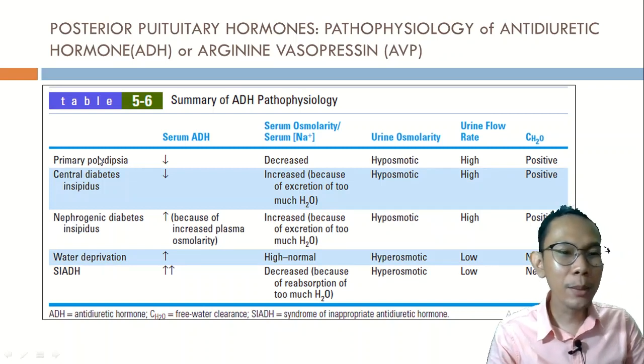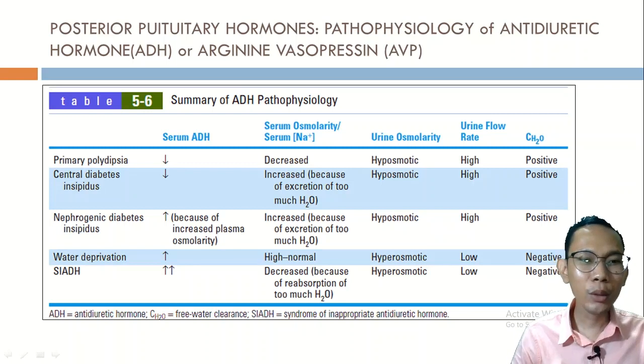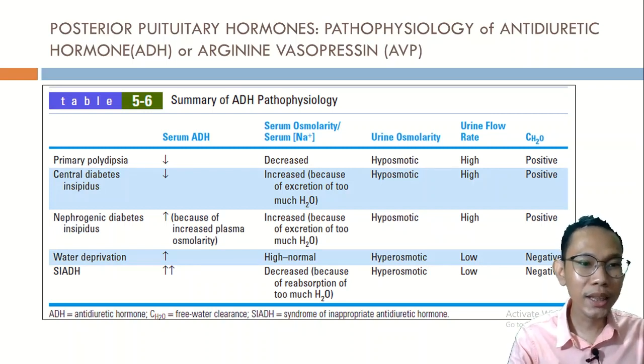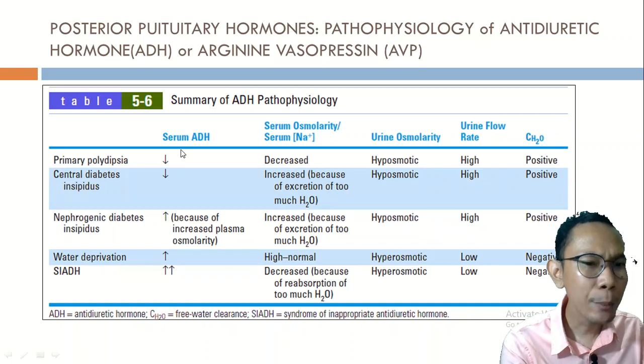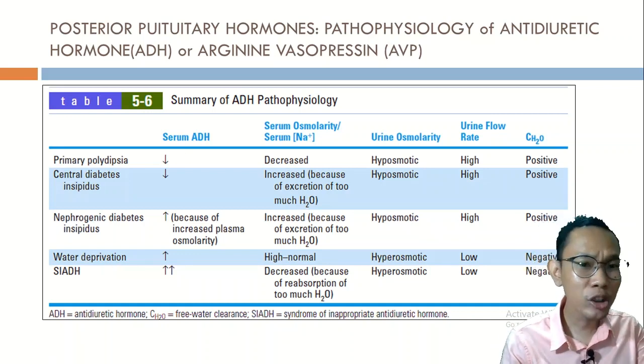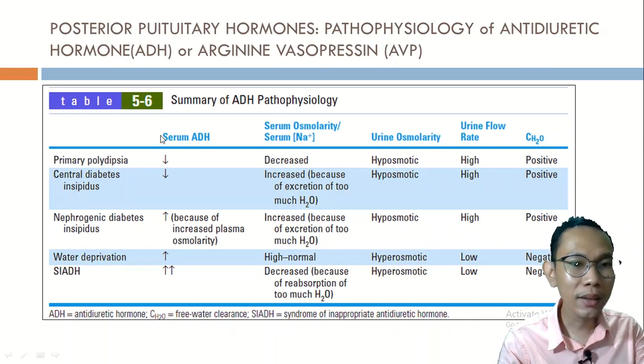So let's check. Primary polydipsia, we discussed this one. Primary, kumbaga, there is water intake, right? Umiinom ka lang ng tubig. So, once you drink water, what happens? Mas marami ka ng water intake. So in short, kailangan mo pa ba ng ADH para mag-conserve ng water? Of course, no. So expected serum ADH will be low. Kasi nga, maraming tubig, nagiging malabnaw ang ating asin sa dugo. Kaya, decrease ang osmolarity kasi maraming tubig.